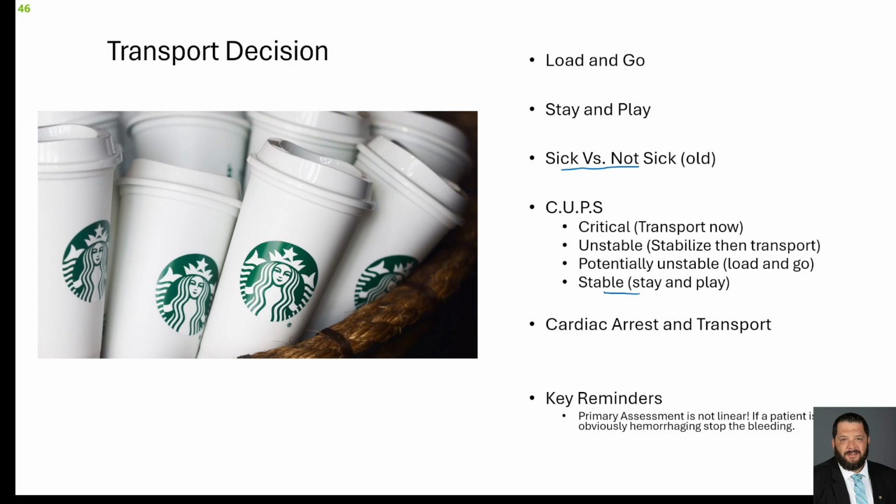For your unstable patients, these are patients you're going to stabilize and then transport. So for example, if a patient is not ventilating, not breathing, right, you're going to need to start ventilations for that patient to stabilize them and then transport. If your patient is actively hemorrhaging, right, they've got a spurting wound on their leg, you're going to put a tourniquet on it and then you're going to transport. Okay. Critical patients, these are patients that you may need to transport right now. Okay. These are patients that are immediately in need of definitive care. There's nothing you can do for them. Okay.